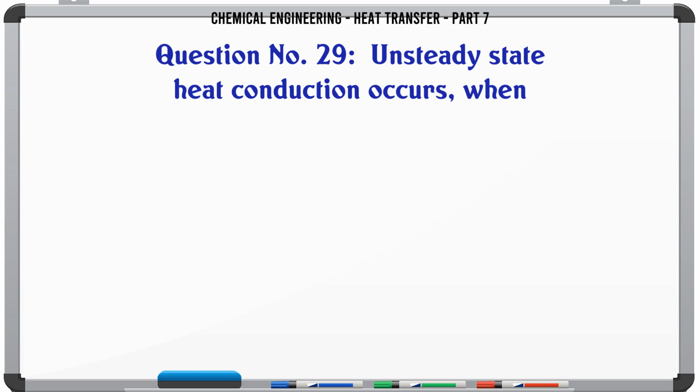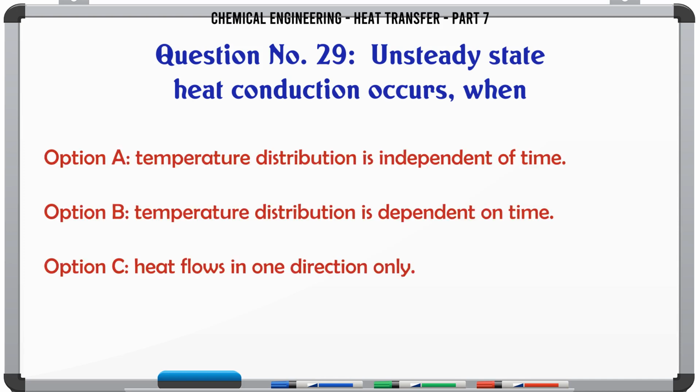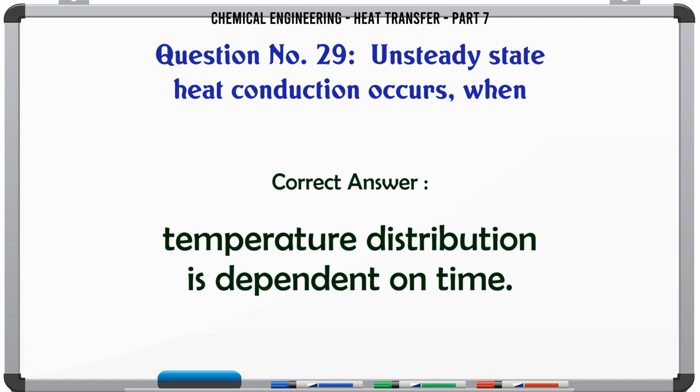Unsteady state heat conduction occurs when A. Temperature distribution is independent of time. B. Temperature distribution is dependent on time. C. Heat flows in one direction only. D. Three-dimensional heat flow is concerned. The correct answer is temperature distribution is dependent on time.